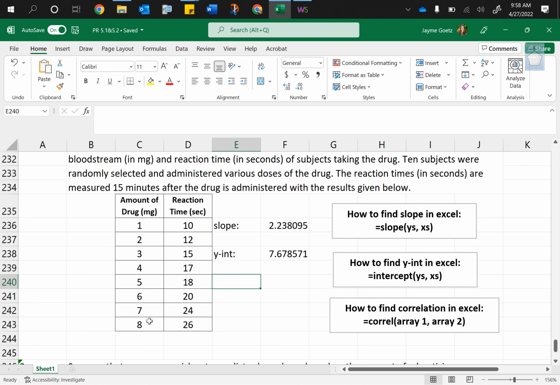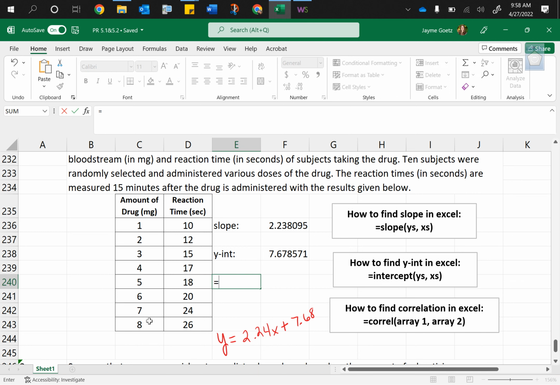Now, with that information, I can write an equation. I can say y equals, now I'm going to do it like I normally do because I also teach algebra. I'm going to put the slope first, 2.24 times x plus my y-intercept, 7.68. Now, is that perfect? No, because I rounded it. But if you use the Excel functions, it is perfect. It is perfect. And I'm going to prove it to you.